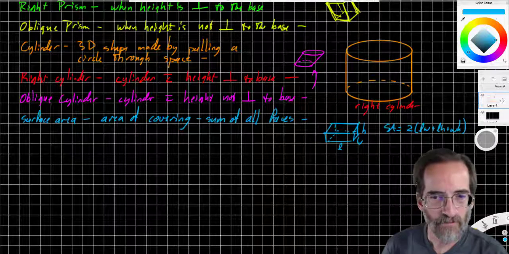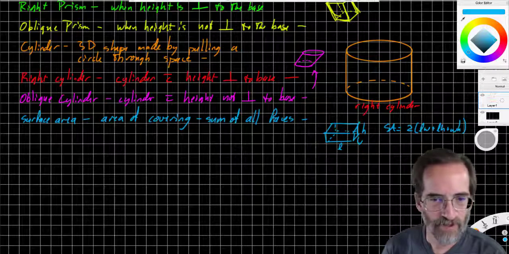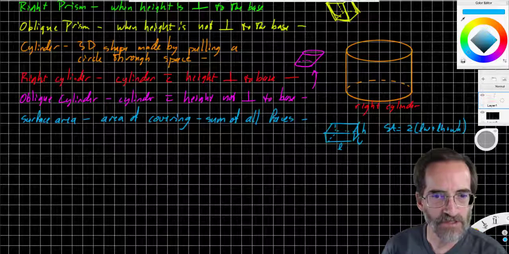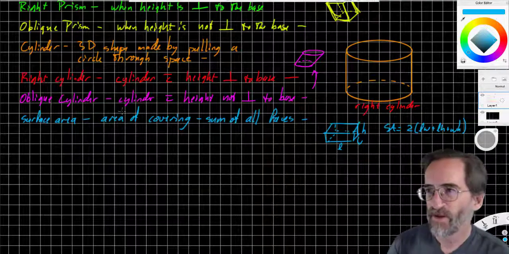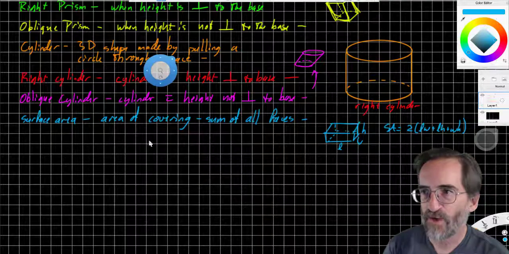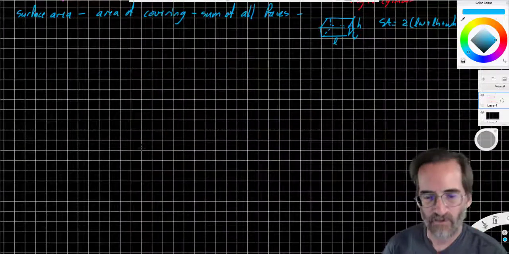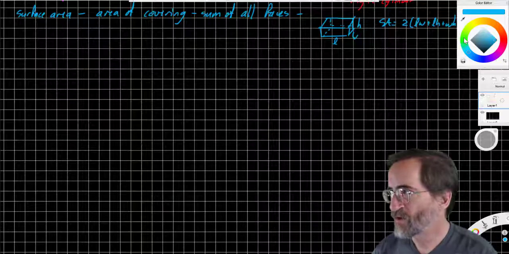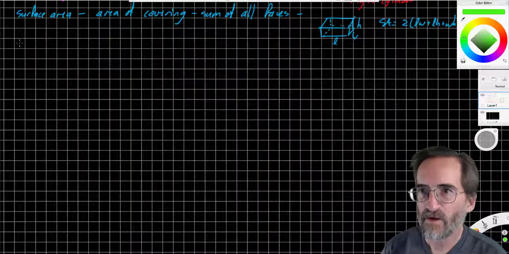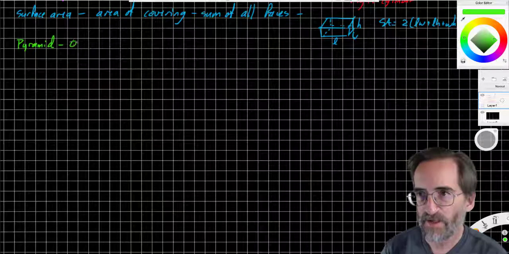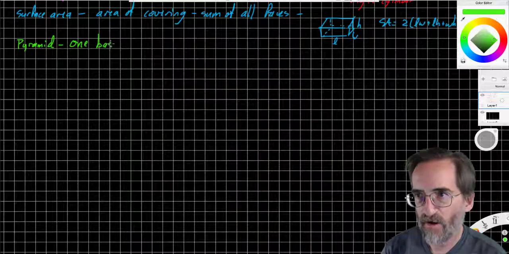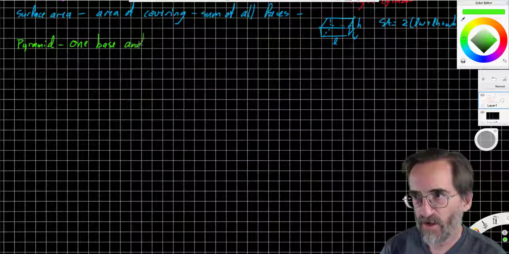Lesson 3. Let's see if there's any new words here. We've got altitude, base, cone, height. So we're talking about a cone in a pyramid. All right. So I'm going to scroll up again. First word is pyramid. It has one base and comes to a point.